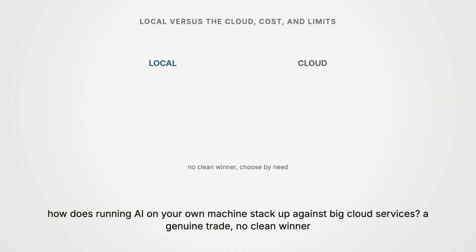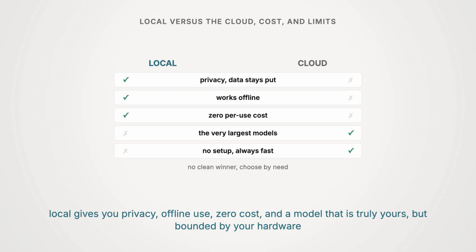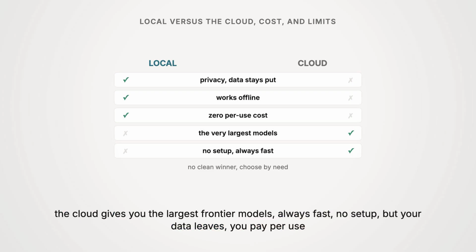So how does running AI on your own machine stack up against big cloud services like ChatGPT, Claude, or Gemini? It is a genuine trade with no clean winner. Local gives you privacy, offline use, zero cost, and a model that is truly yours, but it is bounded by your hardware, so you usually run a smaller model. The cloud gives you the very largest frontier models, always fast, no setup, but your data leaves your device, you pay per use, and a company controls it.